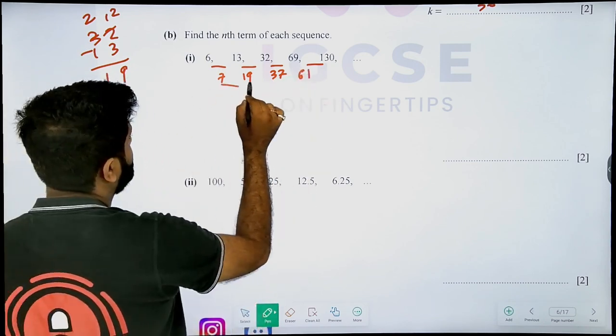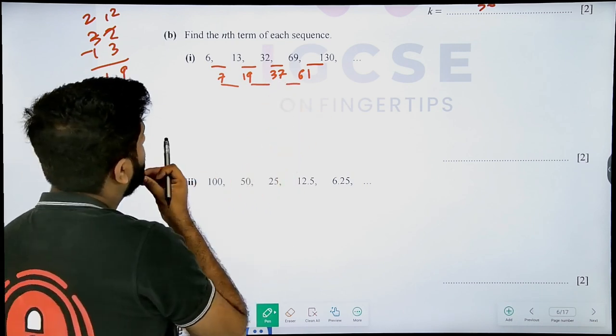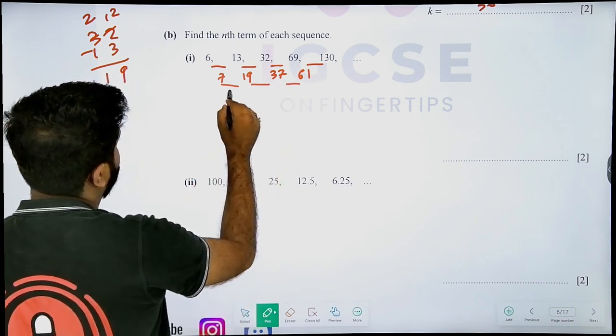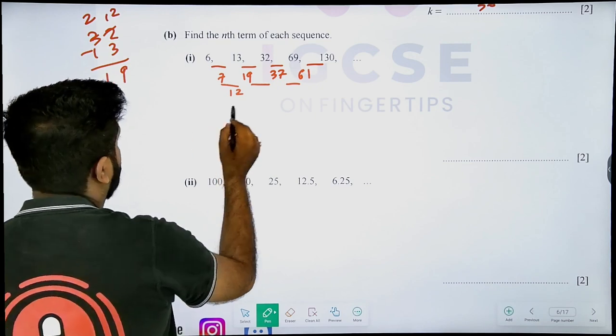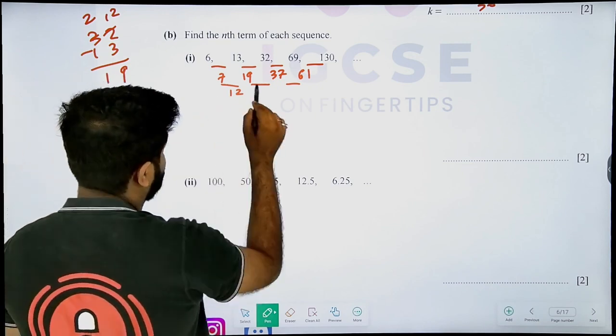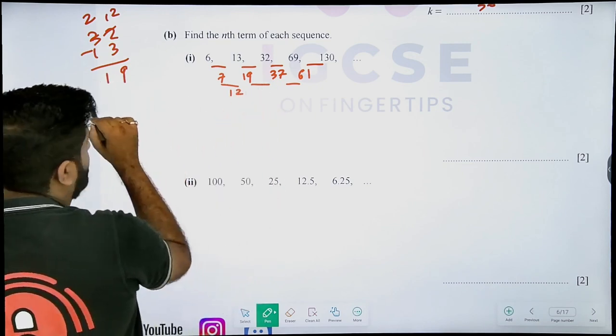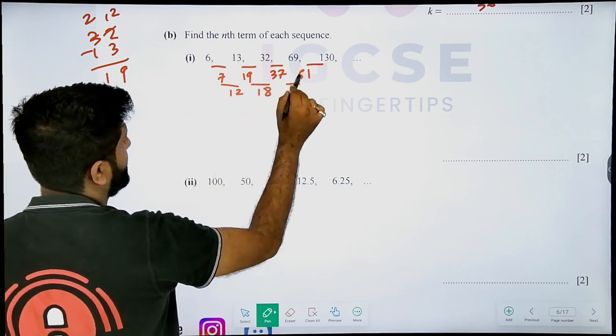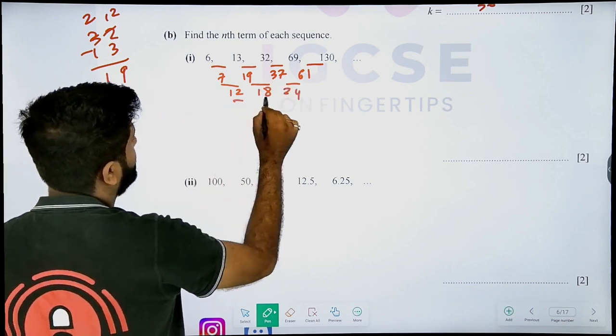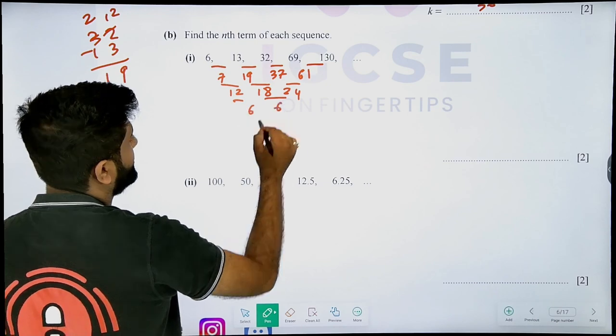Again, let me take the difference of these terms. So this is, guys, 12. If I'm not wrong, this has to be 18, and this has to be 24. And this difference now is 6 and 6, right?